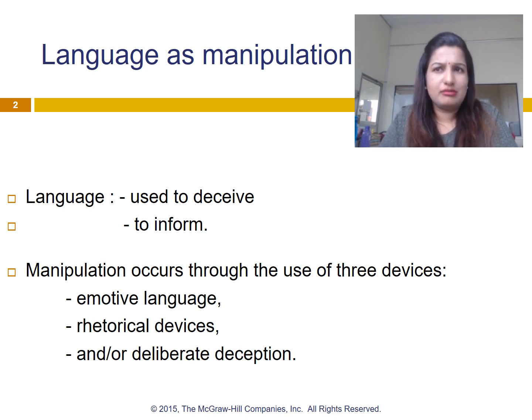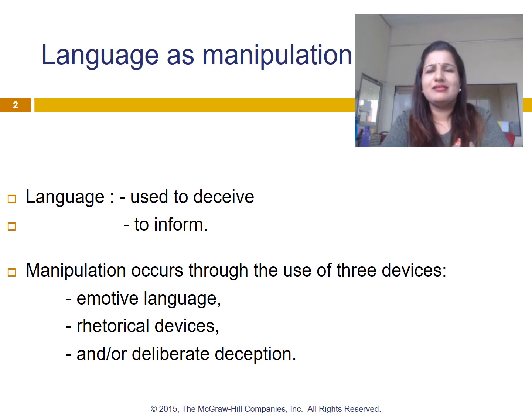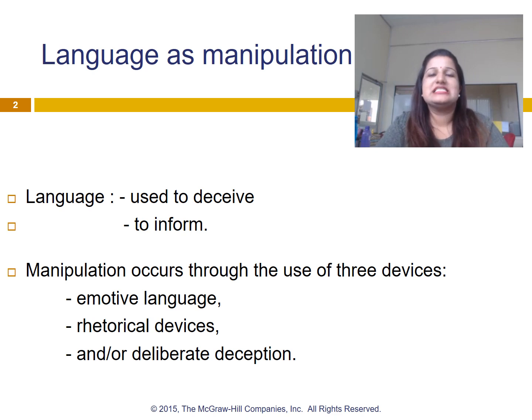So language is, of course, in the first aspect, used to inform, but it could also be used to inform in a very misleading way. So in this lecture, we'll take a look at how language can be used to deceive people, to manipulate people, or how lies can be made to sound very truthful. So there are many devices used in the manipulation of language. There are actually three that we would want to focus on for our lecture.